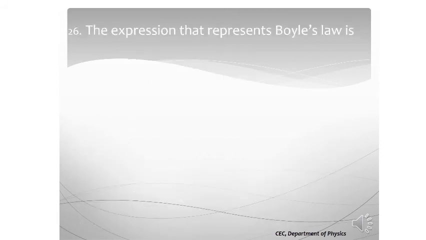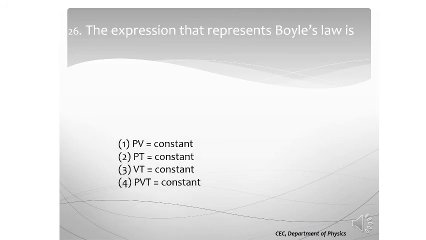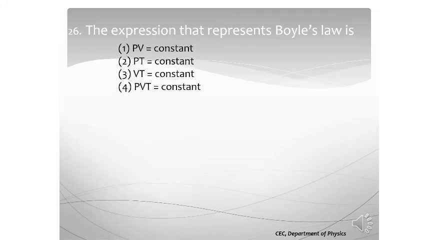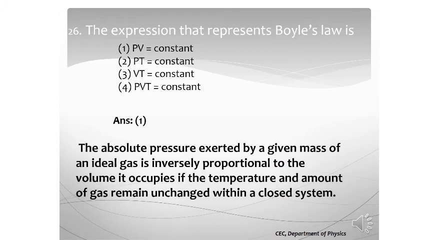Next, the expression that represents Boyle's law is PV equal to constant, PT equal to constant, Vt equal to constant, PVT equal to constant. Answer is 1, PV equal to constant. The absolute pressure exerted by a given mass of an ideal gas is inversely proportional to the volume it occupies if the temperature and amount of gas remain unchanged within the closed system.